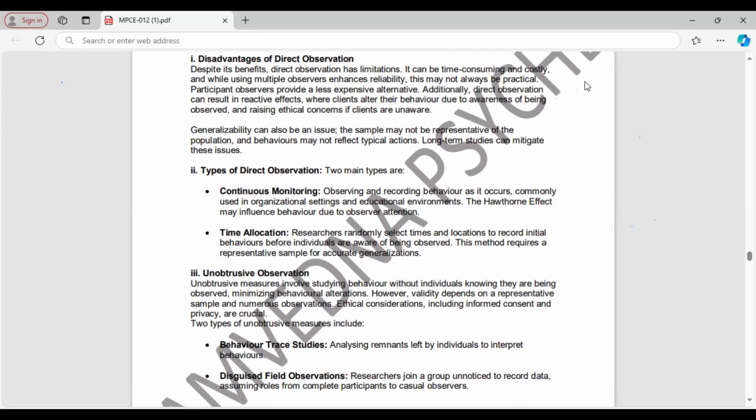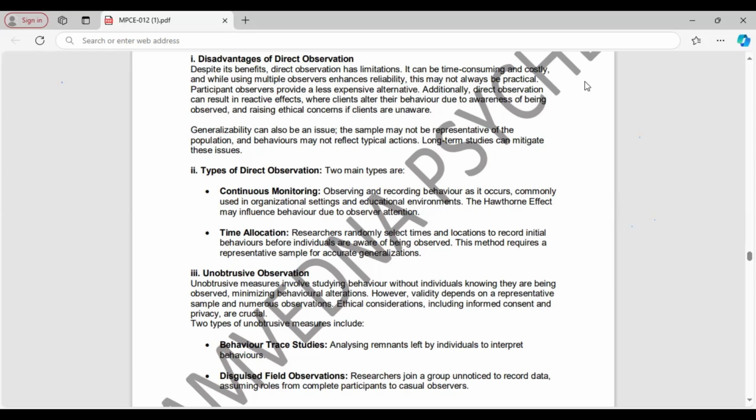Disadvantages of direct observation. While beneficial, direct observation can be time consuming and costly. It may lead to reactive effects if clients alter behaviors due to awareness of being observed, raising ethical concerns. Generalizability is another issue, as the observed sample may not represent the broader population.